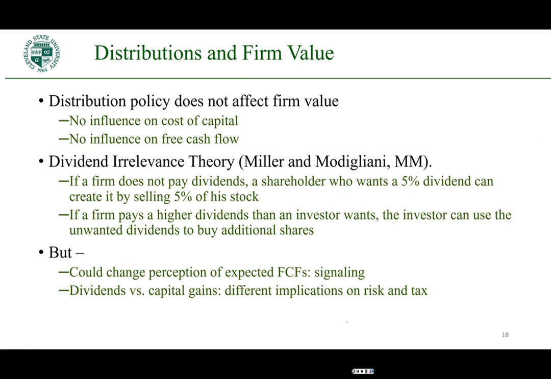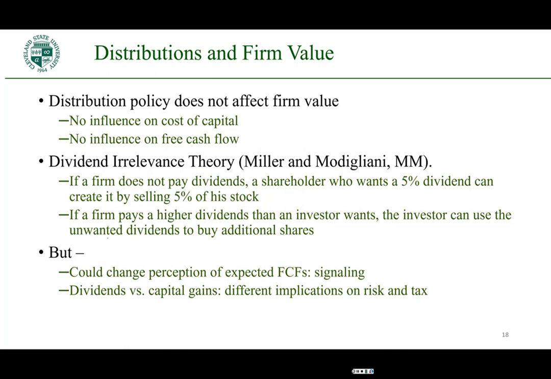Now, let's look at the implication of the distribution on firm value. So, the distribution policy doesn't affect firm value. There's no influence on the firm's cost of capital. How is cost of capital determined? It is determined by the firm's amount of risk. Okay, it's made up of business risk and financial risk.